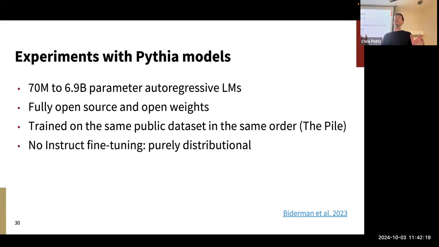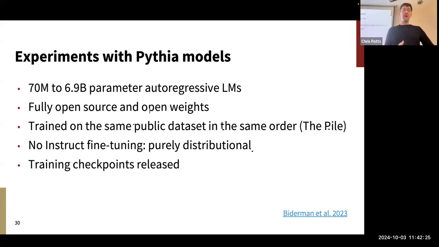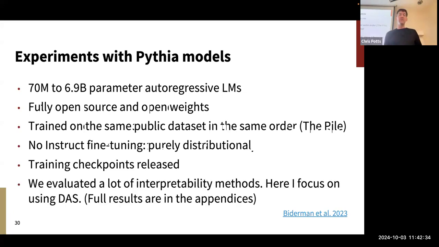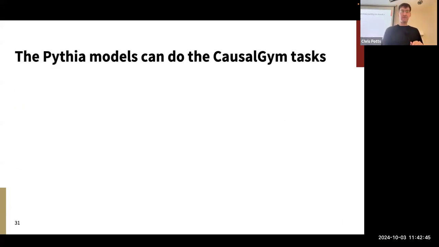There is no instruct fine tuning. So keying into my high level idea, this is purely distributional training. And they released all the checkpoints, which allows us to study the evolution of learning over the course of the training of individual models. For the underlying work, we looked at lots of interpretability methods. I'm going to focus on just the distributed alignment search that I showed you before in the interest of time, but we can talk about other methods.